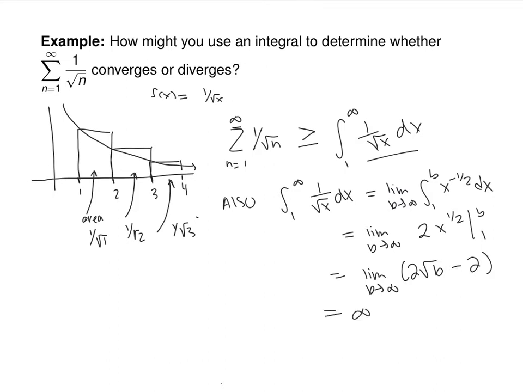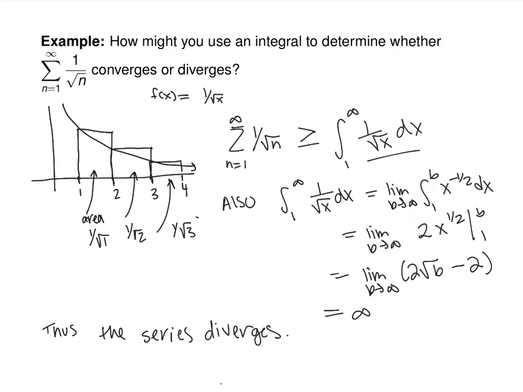So you know that your sum is larger than something that is infinite. That means that your series has to also diverge. So thus, the series diverges. But as before, the main pattern you have to understand here is that the sum and the integral do the same thing.